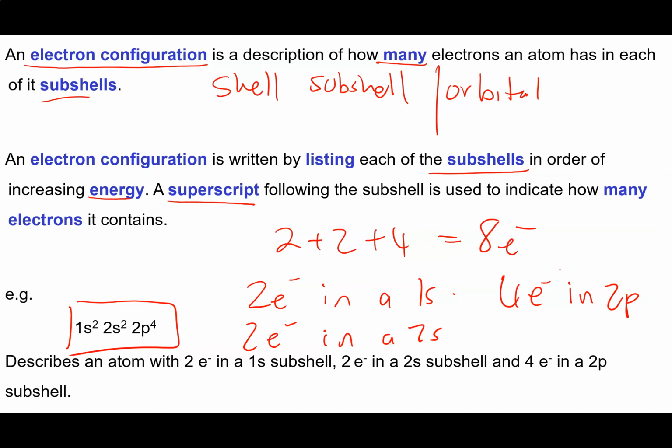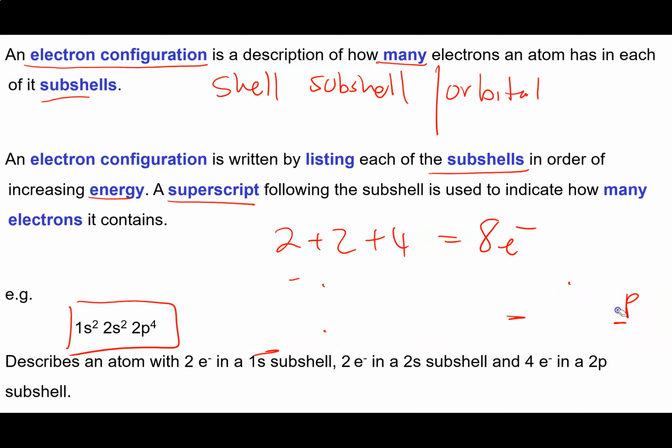So the 1s is completely filled up with its 2 electrons, the 2s is completely filled up with its 2 electrons, but this 2p subshell has only 4 electrons in it. It could actually have another 2 electrons in there. We can identify what atom this is referring to.